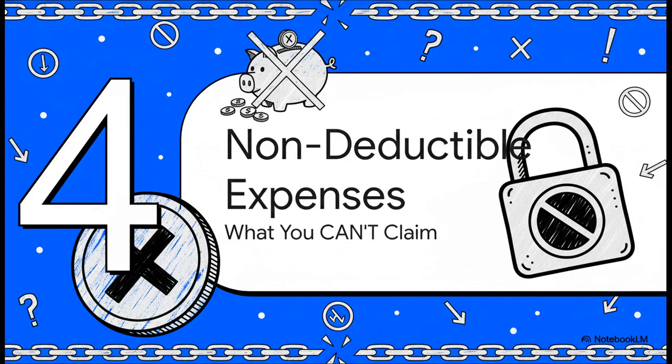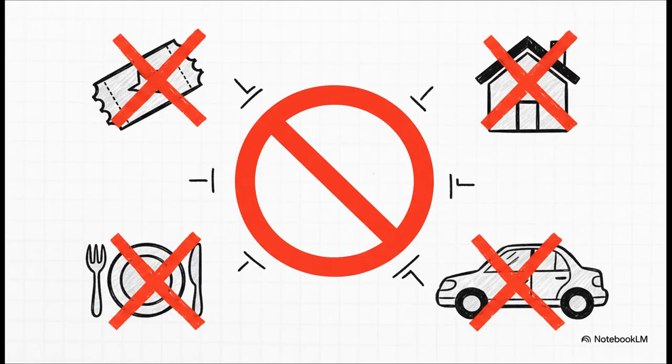All right, we've talked a lot about what you can claim. Let's flip the coin. It's just as important to know what is specifically off-limits. These are the expenses where you are flat out not allowed to deduct the input tax. And the rules here are crystal clear. Any VAT you pay on entertainment, on catering in places like hotels or restaurants, or on stuff you buy for your personal use is non-deductible, period.